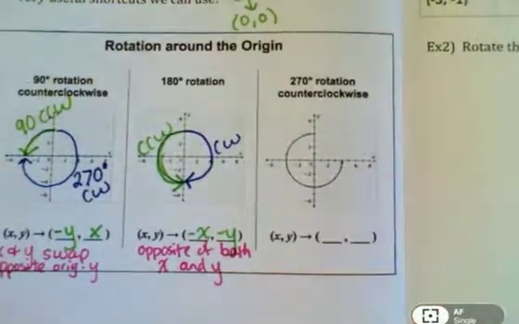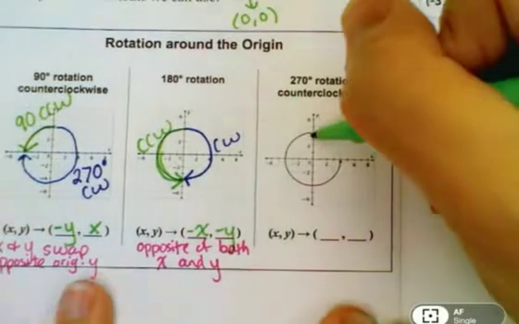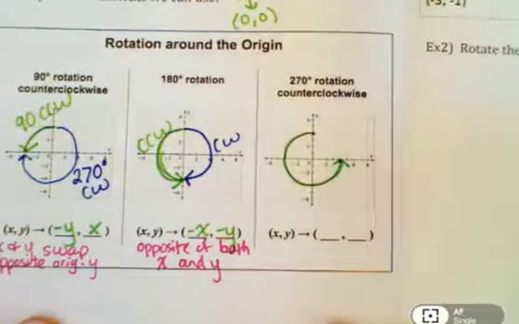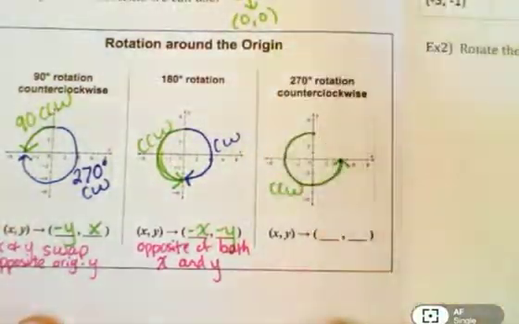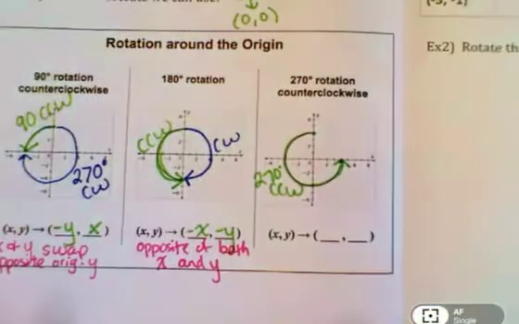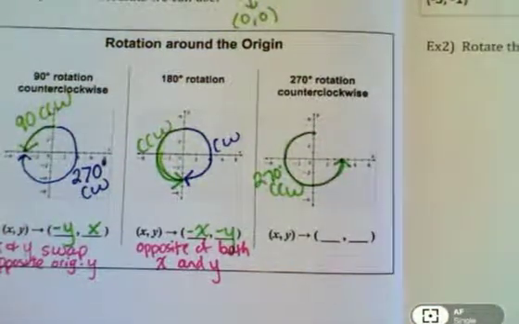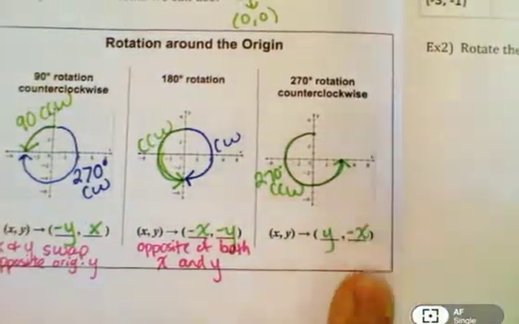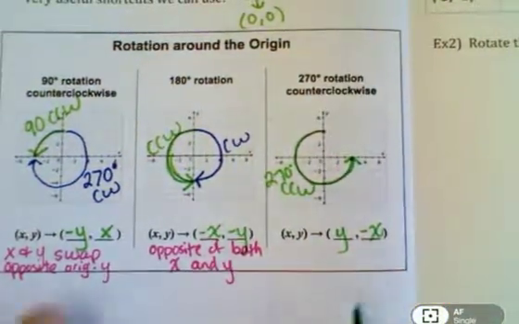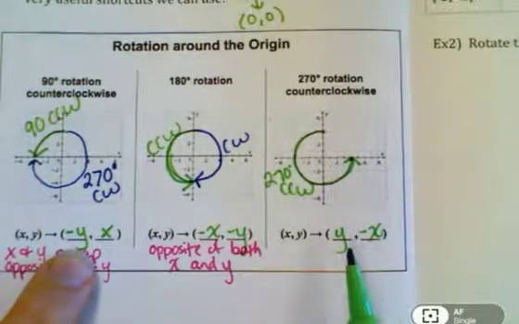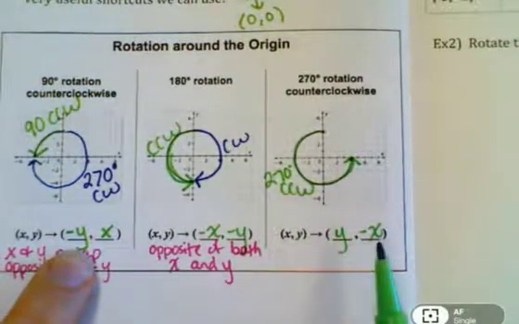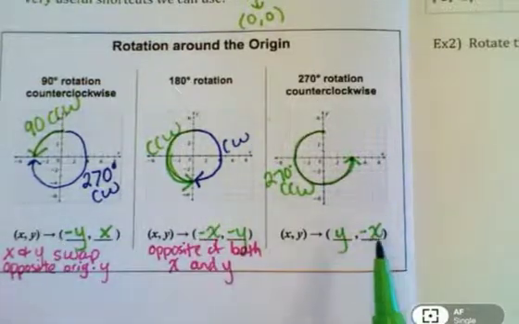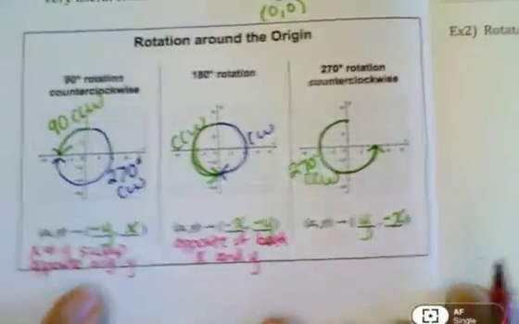Last one, 270-degree rotation counterclockwise. So that's when you go 90 degrees and then 90 more degrees and then 90 more degrees counterclockwise. So that's 270 degrees counterclockwise. And the rule for that rotation is (y, -x). So it's very similar to this rule where the two swap positions, but this time instead of making the original y opposite, we're going to make the original x opposite. So let's write that out.